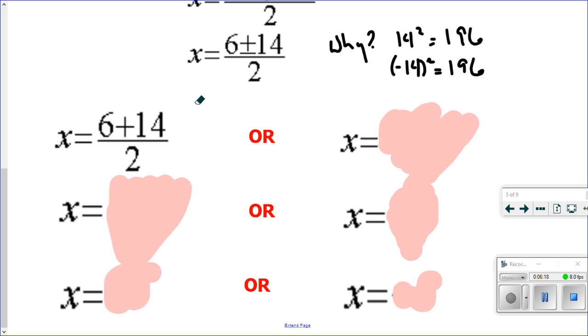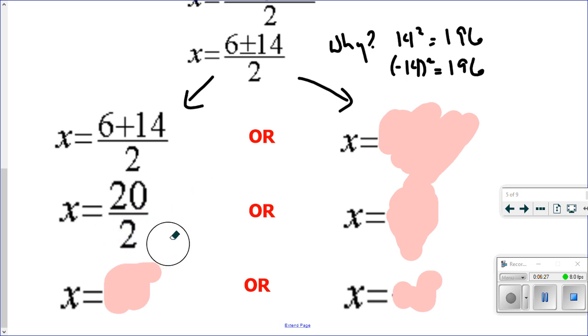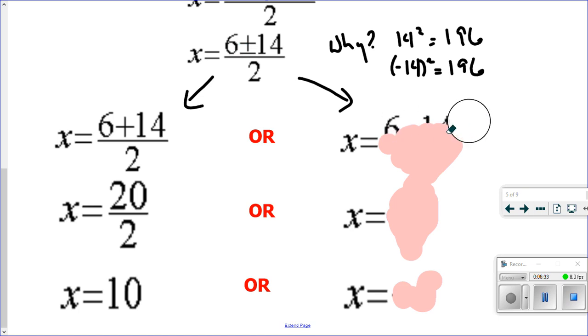Now you're going to find that I don't write this out an awful lot. I tend to jump to the next step in my solutions, and you are welcome to as well. Or we do the 6 minus 14.